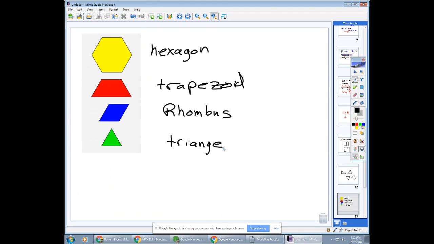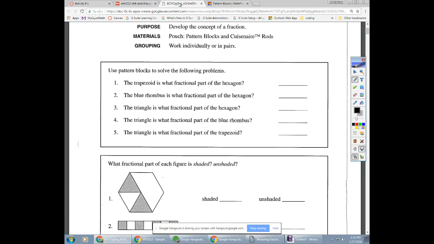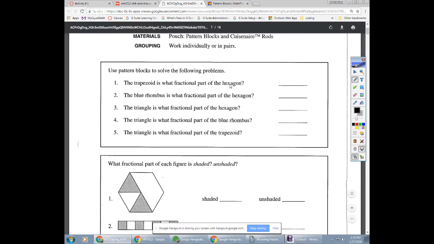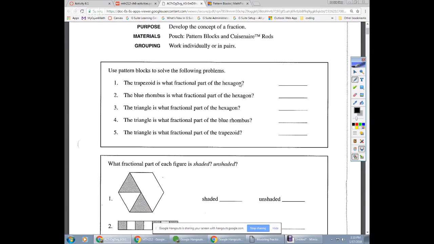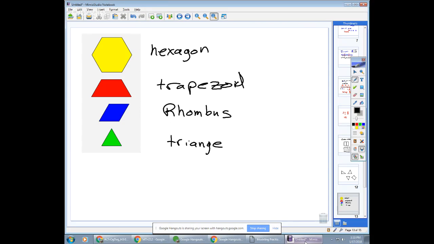So Activity 1 is going to start off with just comparing these objects. It's super important with fractions that every time you play with them with kids, you have a key as to what's the whole. Typically we'll let the hexagon be the whole, and then the other things are parts of a whole. The first few questions here are about that. The trapezoid is what fractional part of the hexagon? That means the hexagon is the whole, what part is the trapezoid? We would say? 1/2. 1/2, yeah.